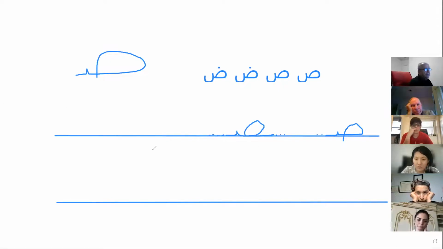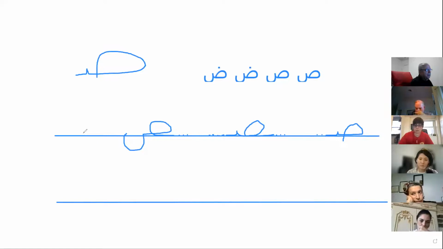Now I'm going to write the sad at the end of a word, sorry. So it is connected, and then I go like that, and then go down. Okay, this is when the sad is connected at the end of a word. Now, if it's not connected, then you go like that. And if we add a dot, it becomes a waw.